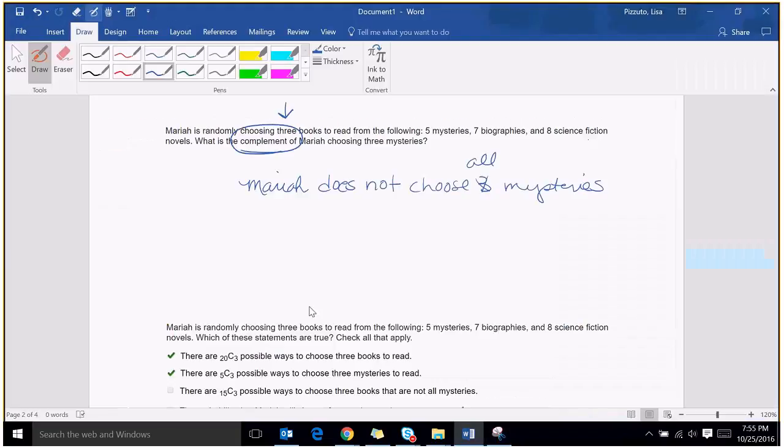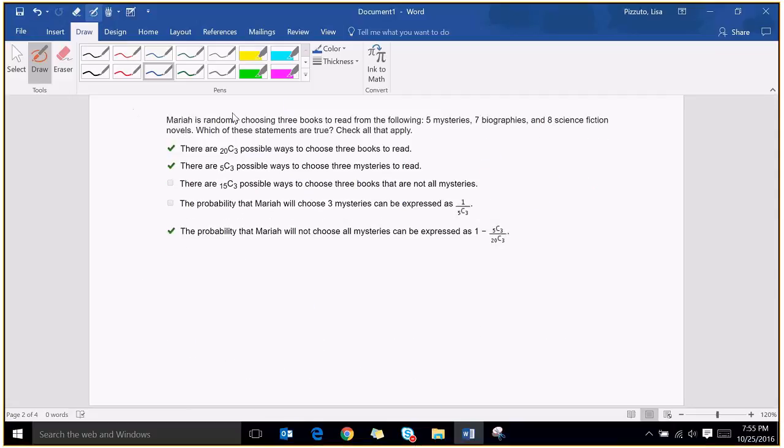All right, so then Mariah's choosing 3 books to read from the following. Same question. It says, which of these statements are true? So if she's choosing 3 books, the first statement explains she has 20 books total to choose from, and she's going to choose 3. Now, why is it a combination? Because the order doesn't really matter of what books she chooses. Very good. So this is your total possible outcomes.